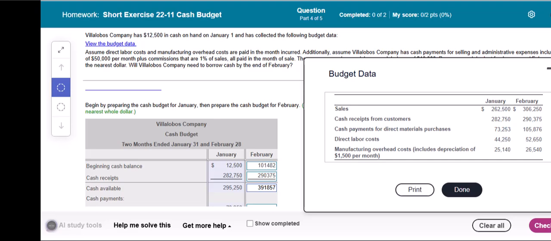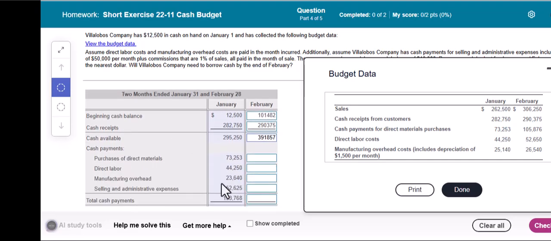Now we have to go to our cash payments down here. So let's scroll down, see what we have. So purchase of direct materials. That's going to be right here for $105,076. And then we have direct labor costs, and that is going to be $52,650 given to us here.